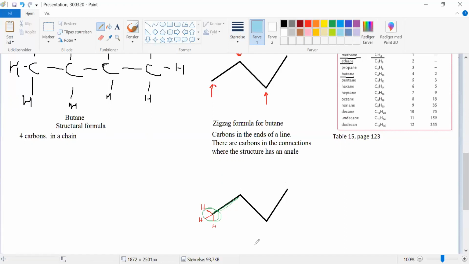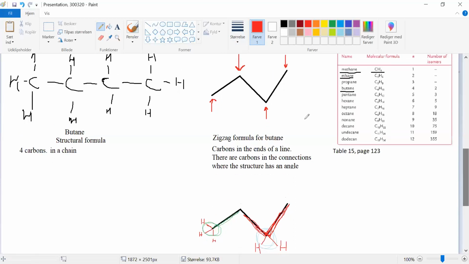If we look at the carbon here, in the connecting area of the zigzag structure, we can see that this carbon forms 2 different bonds to different carbons. Those are single bonds, so it still needs 2 more bonds. So it will have 2 hydrogens bonded to it. There we go. And if we compare it to the structural formula for butane, I can just move it down a bit.